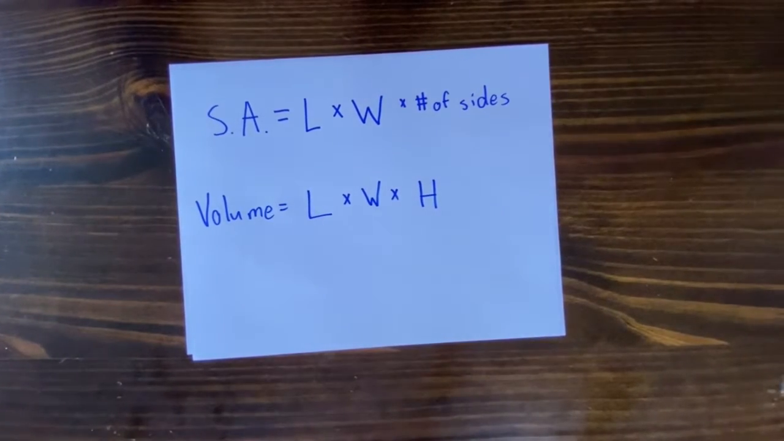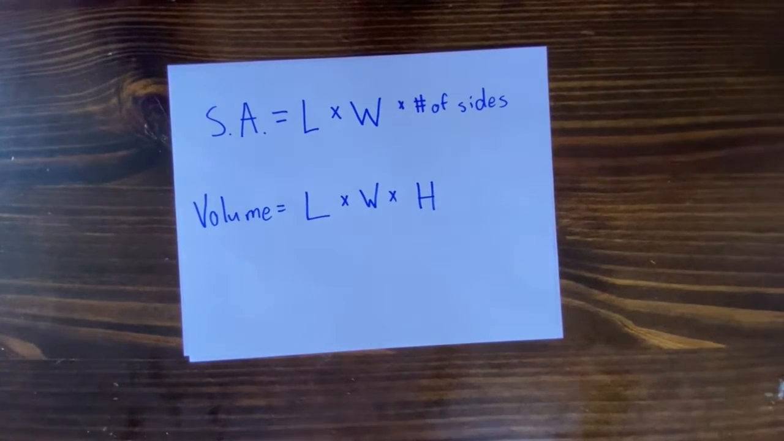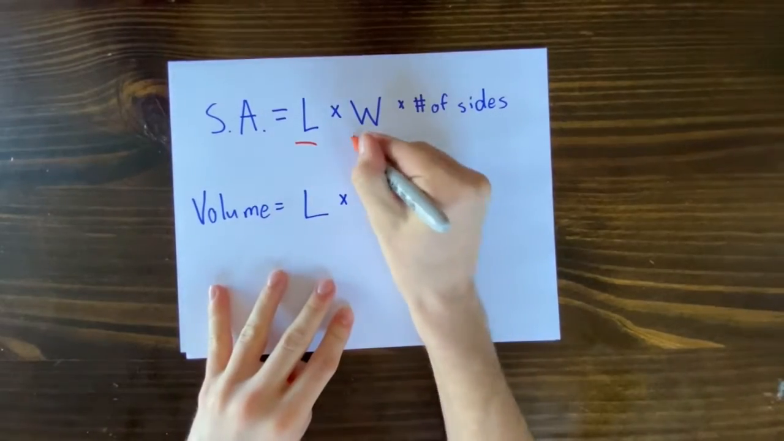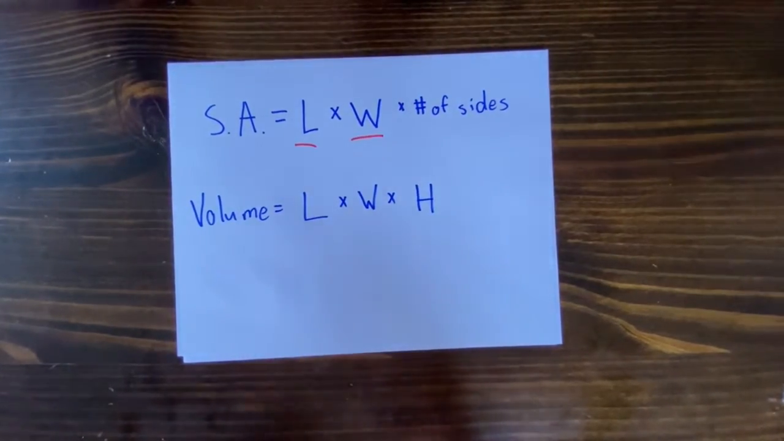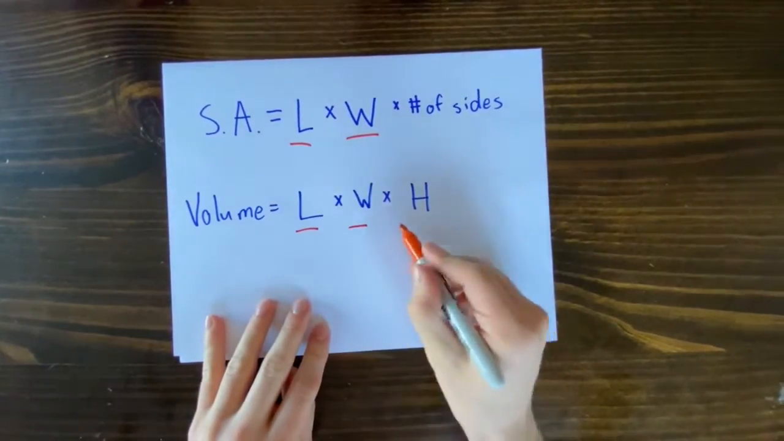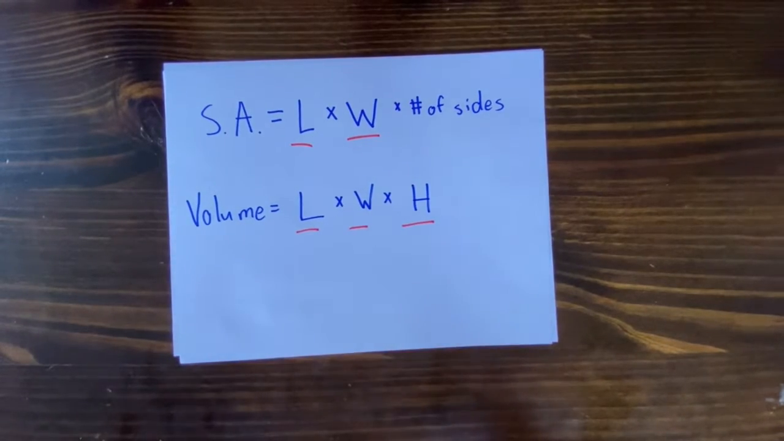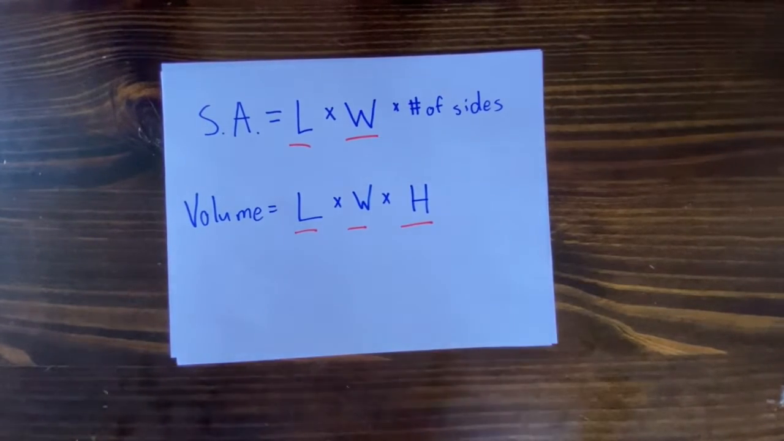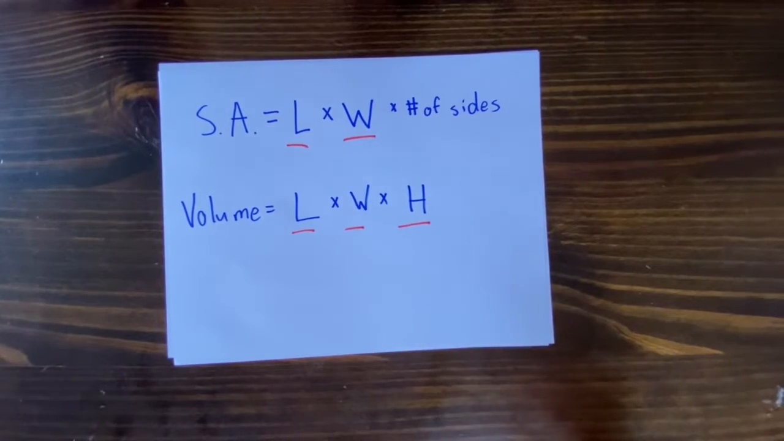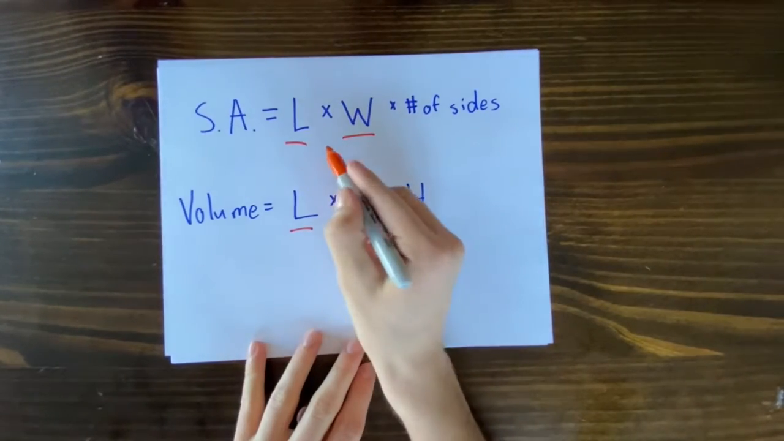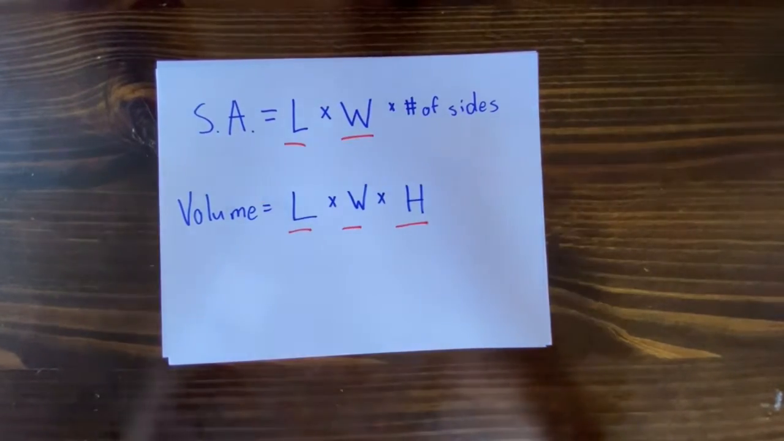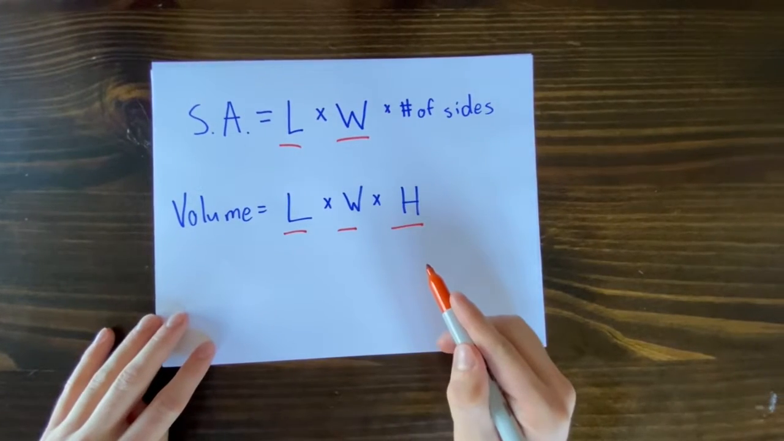This is because the side measurements only come in twice for the surface area, length and width, but they come in 3 times for length, width, and height. So if I increase the length of every side of a cube, I'll be increasing the surface area in 2 different ways. I'll be increasing the volume in 3 different ways.